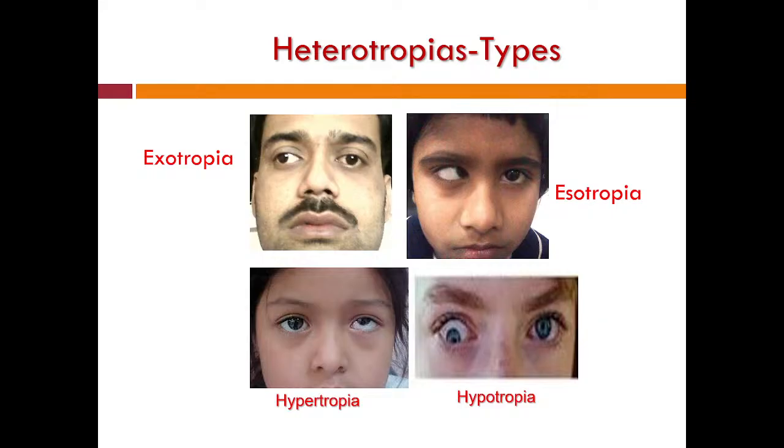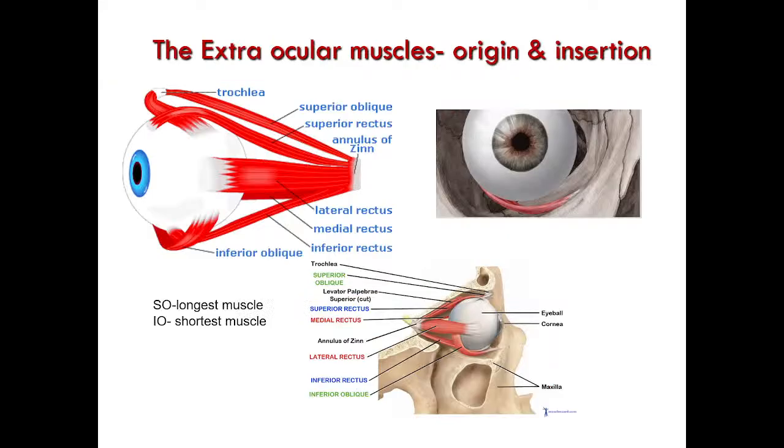But if the eyes are aligned, you have to do cover test to prove the patient does not have any latent squint also besides manifest, okay. So that is how you diagnose latent and manifest squint.